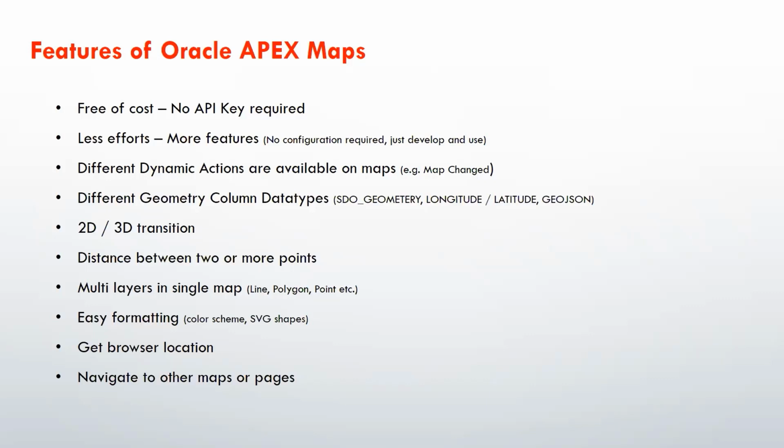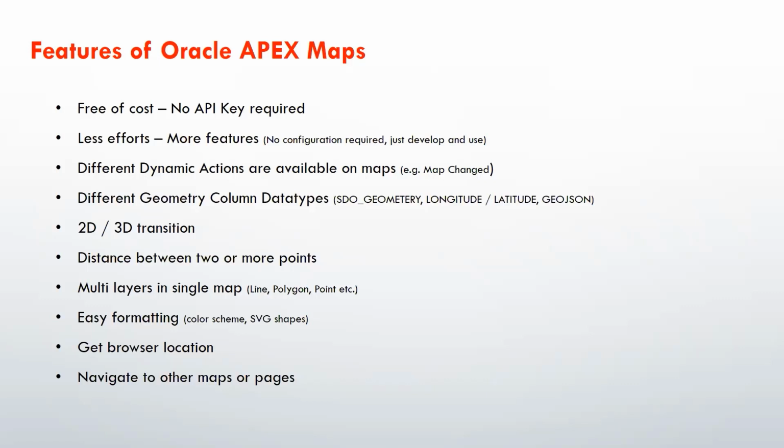We can convert those maps to 2D format as well. And the next one is if we want to show the distance between two specific locations or two or more different points on the map, we will just click on the map, we will select the points, we will select the locations, and automatically our maps will show us the distance between those points.